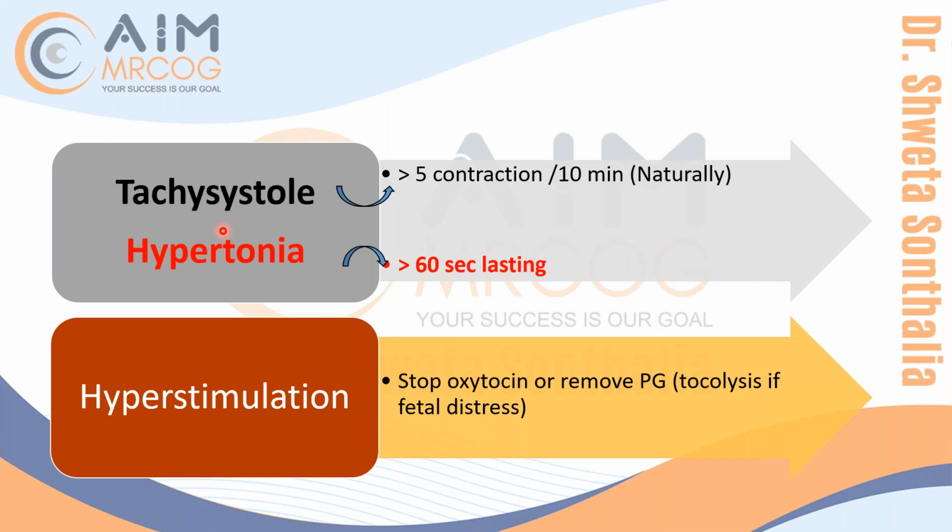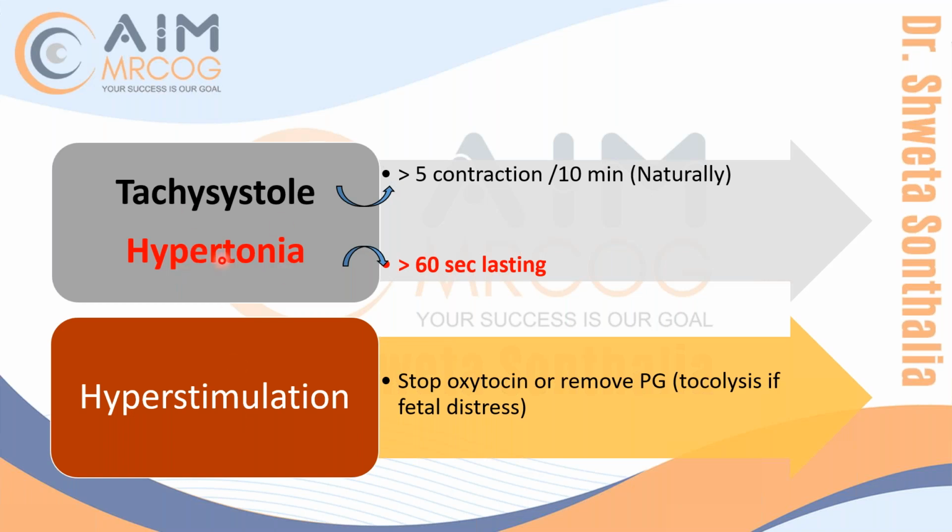Because as I told you, in between contractions, the baby gets the blood. So more than 5 contractions per 10 minutes, if it is happening naturally, becomes tachysystole. And the same thing, if it happens with stimulation, either with oxytocin or prostaglandin, the term becomes hyperstimulation because you have done it now. You have stimulated the uterus. So if it happens naturally, it is tachysystole. If it happens with you doing something, it becomes hyperstimulation.